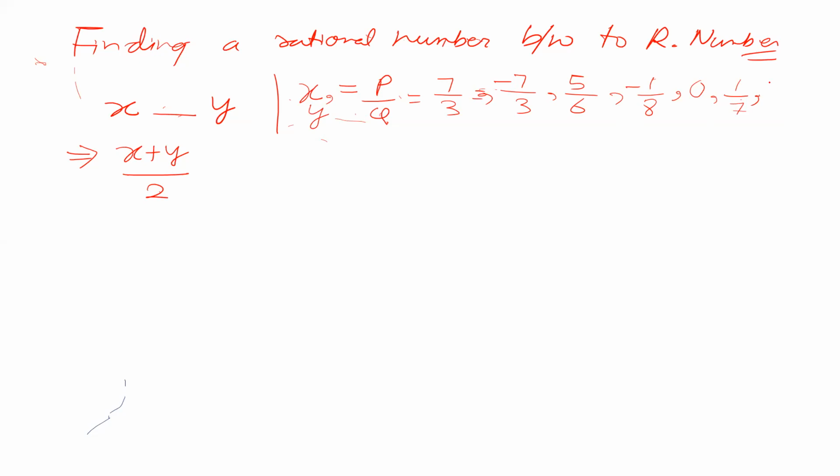It can be 7 as well, or 6 as well, or minus 6 as well, because we can represent them like this: 7 upon 1. We can represent 6 upon 1 as well. We can represent minus 6 as minus 6 upon 1 as well. So you see, x and y can be in these forms.